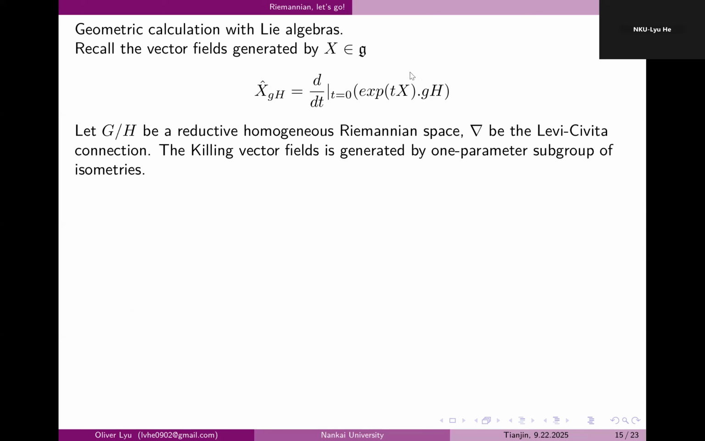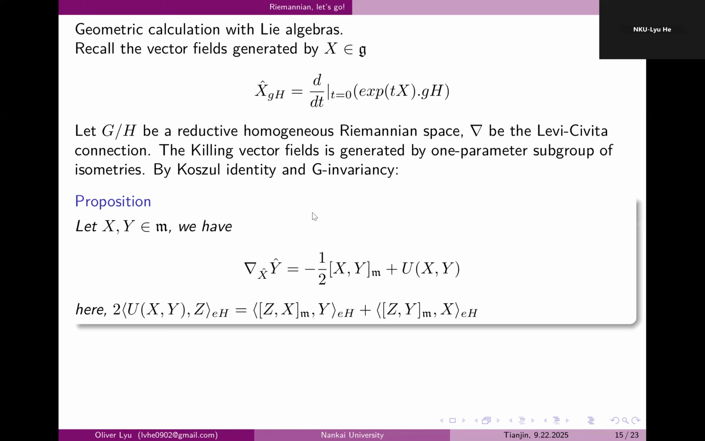We call these vector fields the Killing vector fields. This vector field is generated by the one-parameter subgroup of isometries, and it has a very good property for calculation. We get this proposition, which you can find anywhere in the books. You can see we just send everything from the Riemannian manifold to its algebra level. And this U is a two-form that is denoted in this way.